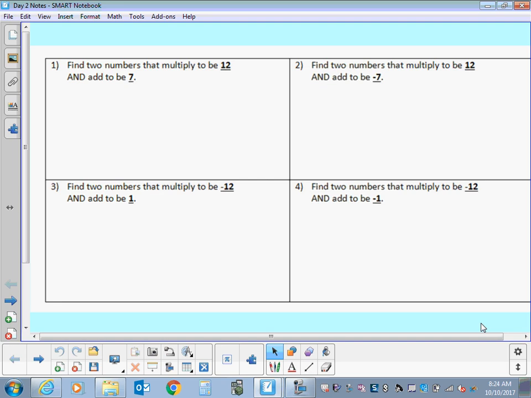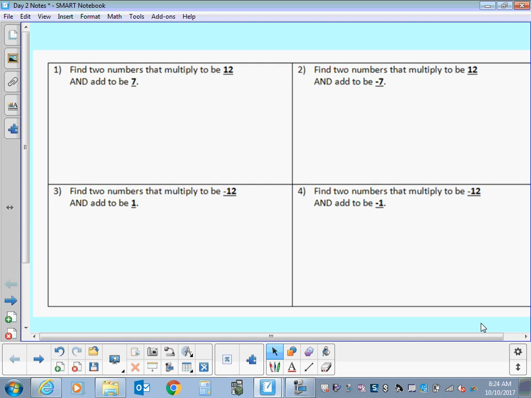So last lesson we did GCF, how to find it of numbers and variables. Today we're putting that all together. Number one says find two numbers that multiply to be 12 and add to be positive 7. What are our factors of 12?